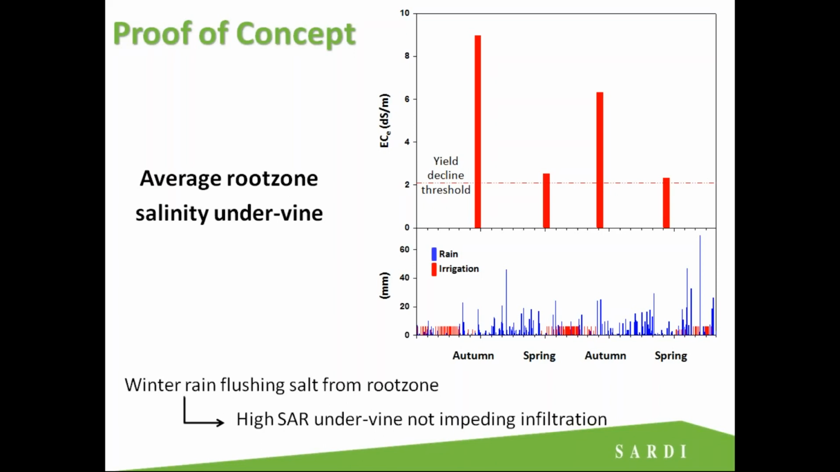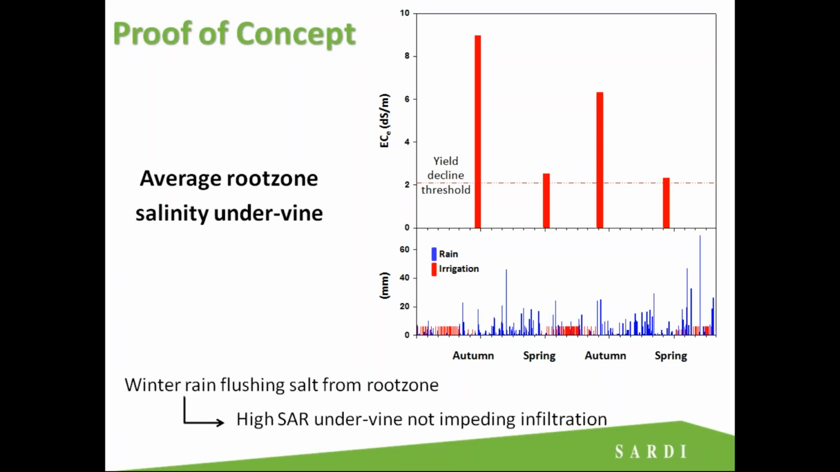The main problem for growers in this scenario though is that even at the end of that winter rainfall period and before the irrigation season kicks off, the average soil salinity remained above that yield decline threshold of 2.1 decisiemens. And so we needed to try and get those vines starting below that line.